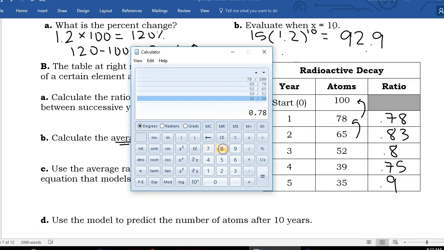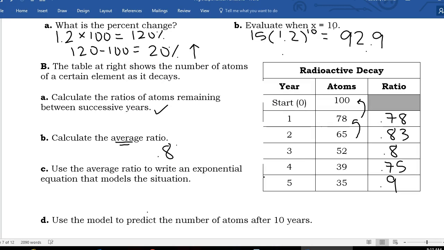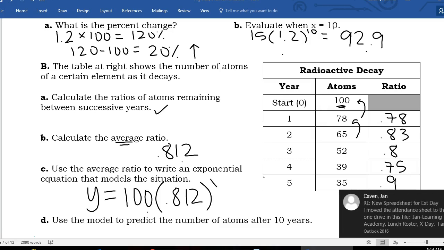So average means add them all up, and then divide by the number of answers. I have 1, 2, 3, 4, 5 ratios there, so I will divide by 5. So my average ratio is 0.812. So now if I want to write an exponential equation, that's y equals the starting number, also known as the zero number, and then my ratio, we're going to use the average ratio, raised to the power of x.